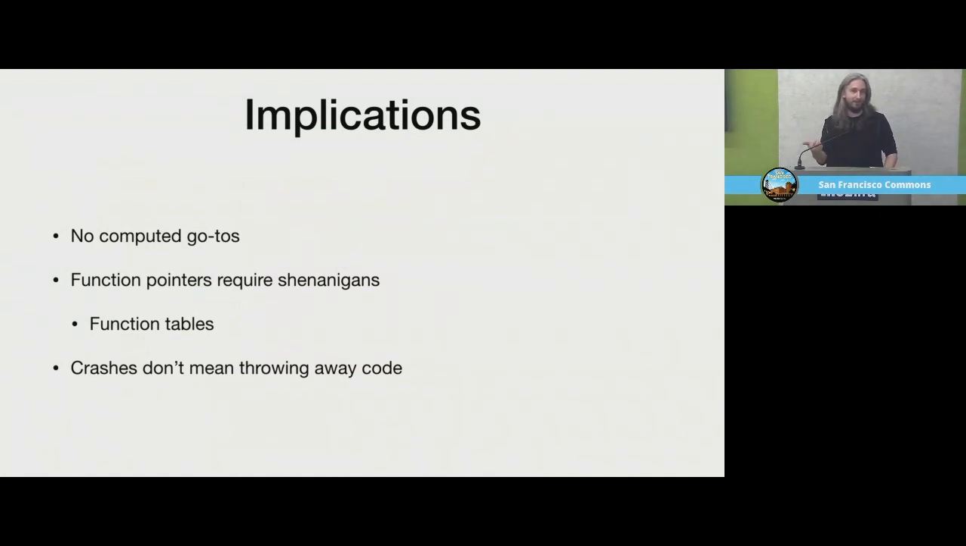There are some interesting implications of that, right? That means that computed go-tos are kind of not going to happen, because you have no way of talking about the address of a piece of code or an operation you want to jump to. It doesn't make any sense. Function pointers require shenanigans, essentially. Function pointers aren't really pointers anymore. They are, in fact, indexes into a table. And as I mentioned, crashes don't mean throwing away the code.